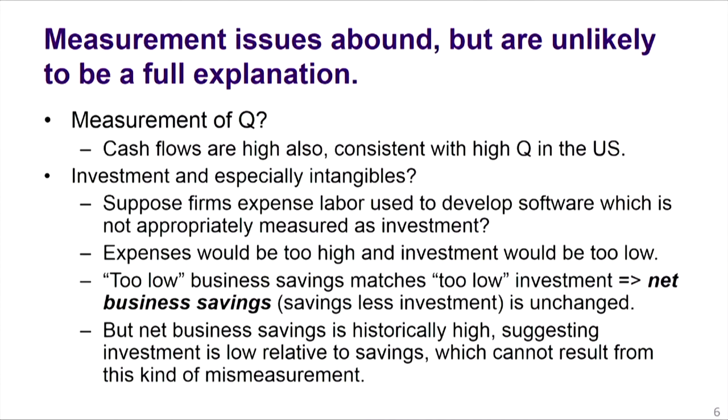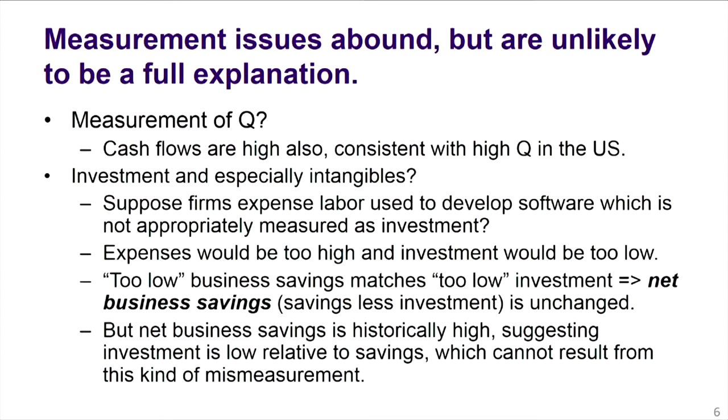So when you see these gaps in investment, given the measurement problems that we face, that should really be our first stop in trying to explain them. And there are surely measurement issues broadly here. Certainly Q is very difficult to measure, but the strength of cash flow in the US sort of enforces that we're probably not going to explain our investment puzzle entirely with mismeasured Q.